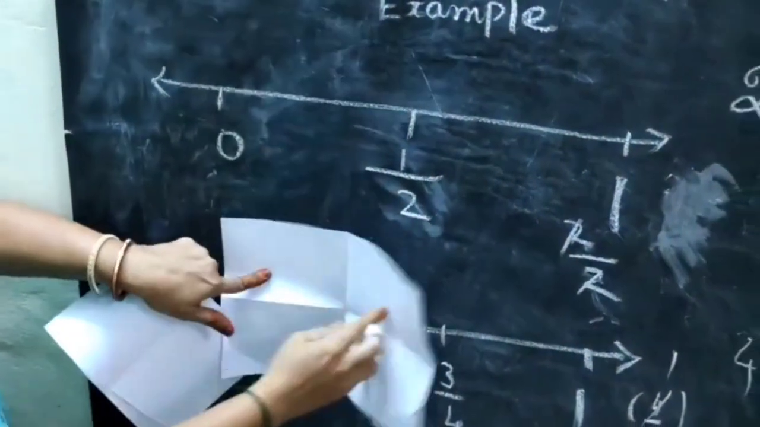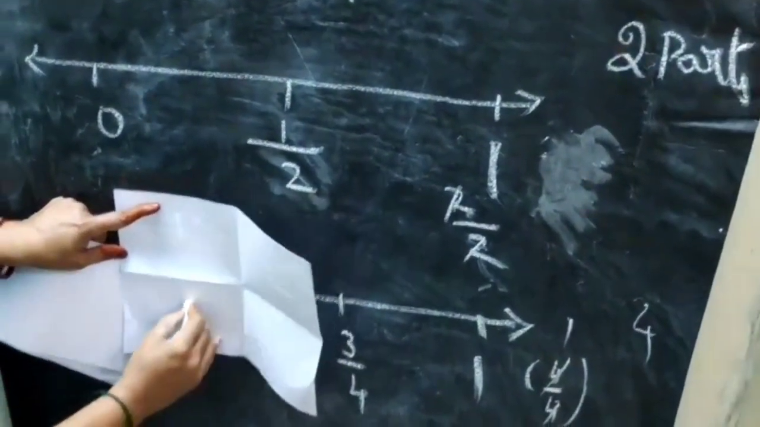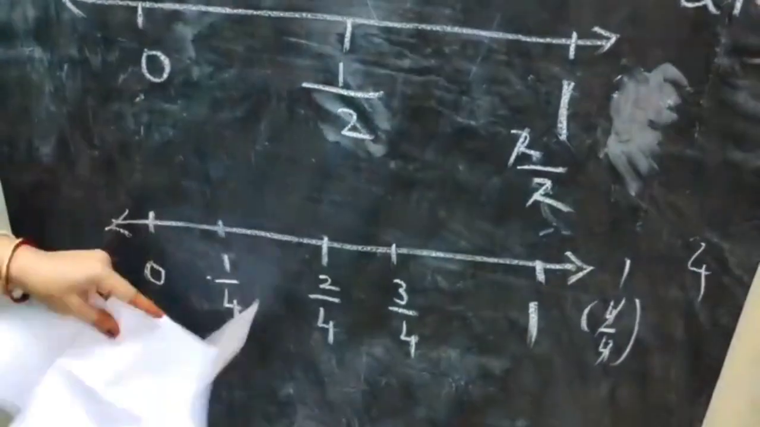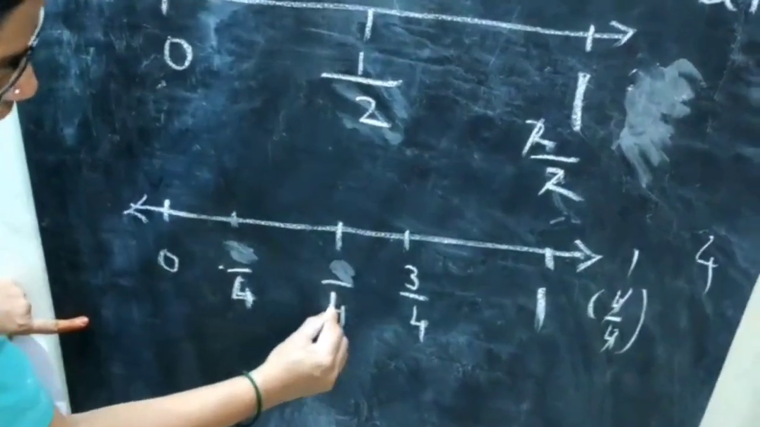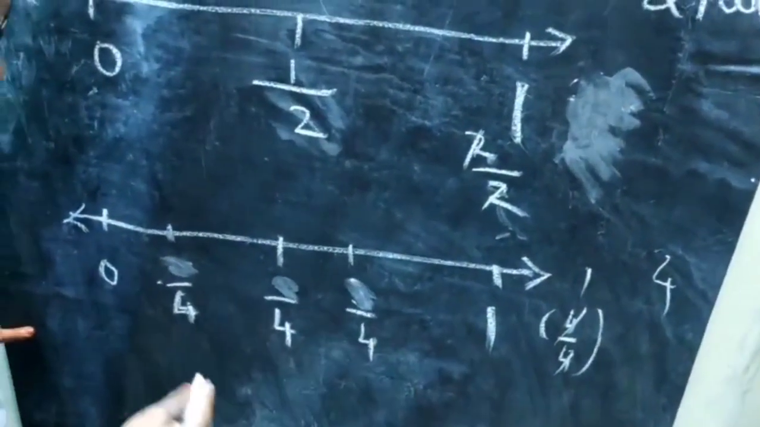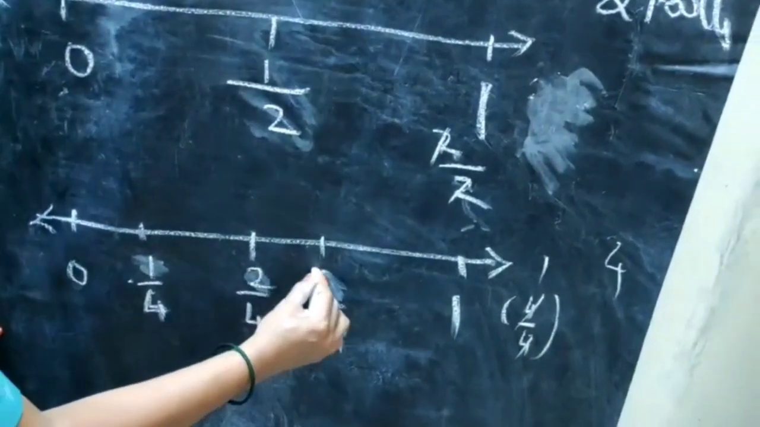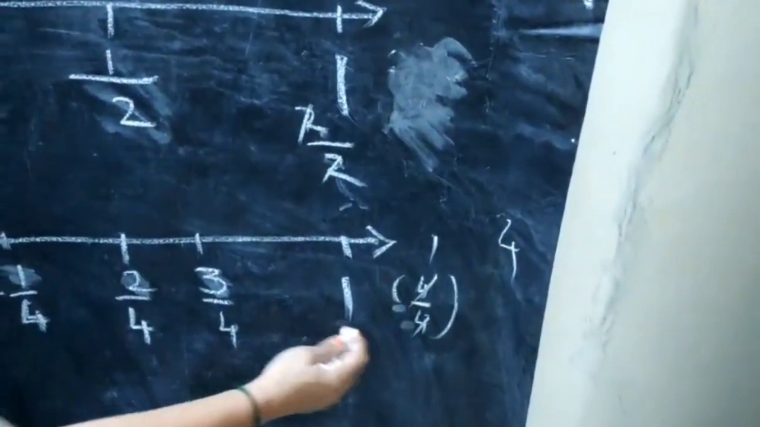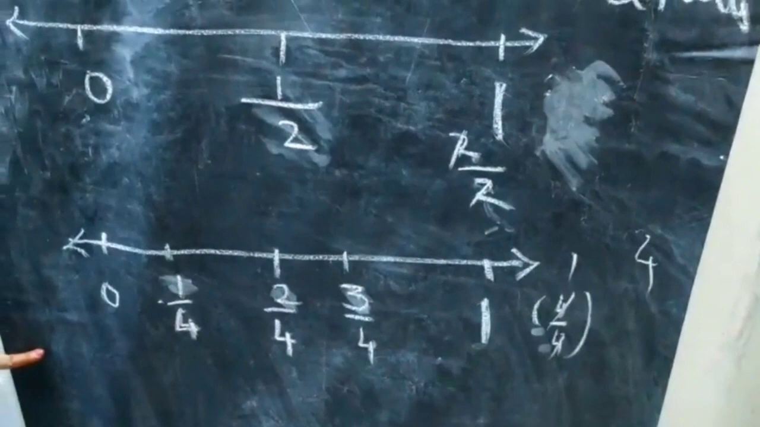The same paper I divided into 4 parts: first part, second part, third part, fourth part. For 4 parts, write the denominator 4. First part is 1 by 4. Second part is 2 by 4. Third part is 3 by 4. Fourth part is 4 by 4. Take out 1, 4 is 4, so 1 comes. I write 1.